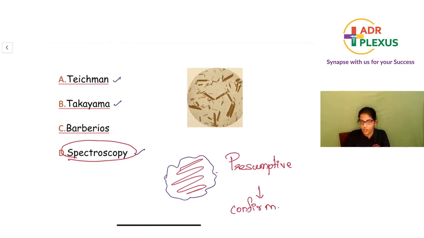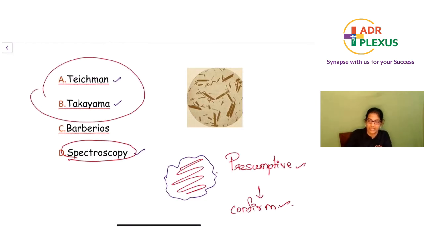So the color test on spot, these are presumptive tests. For confirmatory tests, yes, we have three tests over here. One is the crystal test, where we add certain agents and see certain crystals under the microscope. The other is spectrophotometry, a very good test. Now, Teichmann and Takayama are crystal tests.